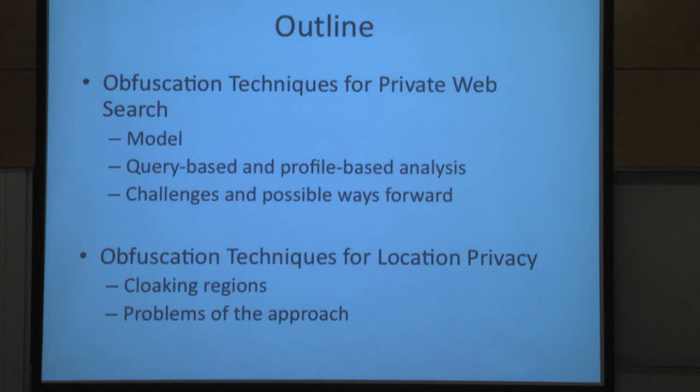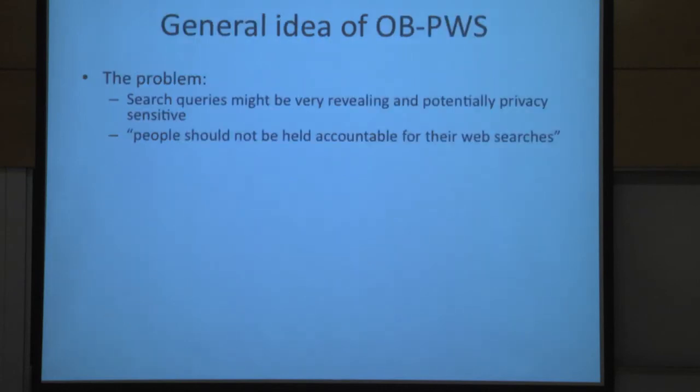If I have the time, I will also talk about what is being done with obfuscation in location privacy. Okay, so obfuscation for private web search: I will talk about the model, I will talk about analysis and all the challenges that are posed by this kind of strategy. So what's the general idea in private web search? The idea is that search queries are, or might be, very revealing and potentially very sensitive.